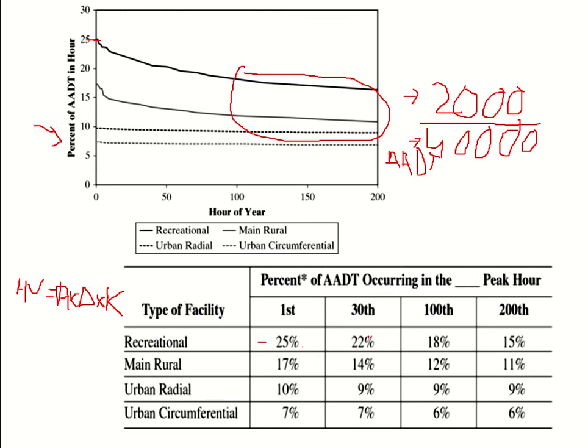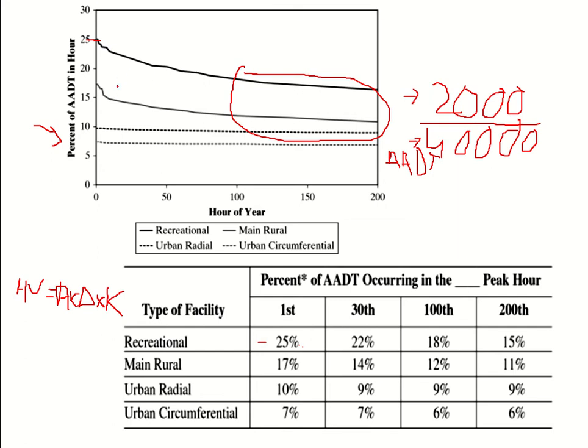But if you just go slightly below, so out of the thousands of hours of the year, I am going from 1 to 30, and you can see the percentage changes from 25 to 22%. And if I go towards the 100th hour of the year, again I am just missing out how many hours out of thousands? Only 99 hours. So I am ignoring only the top 99 values, and the change in value is only 7%.